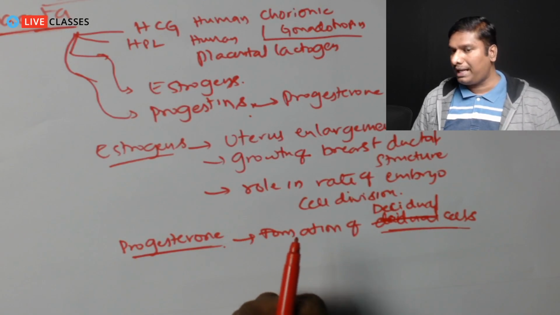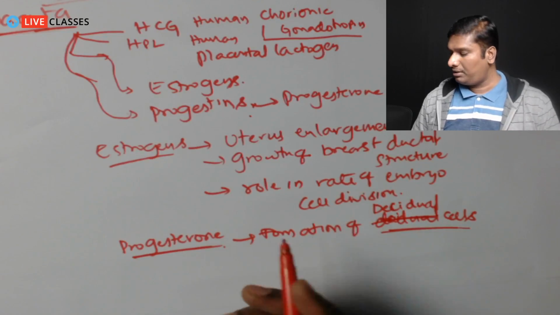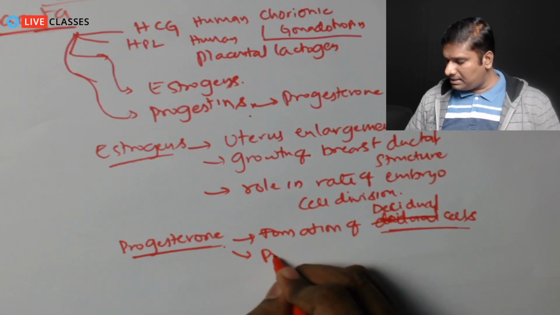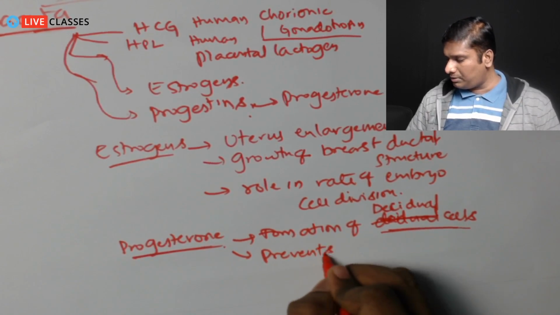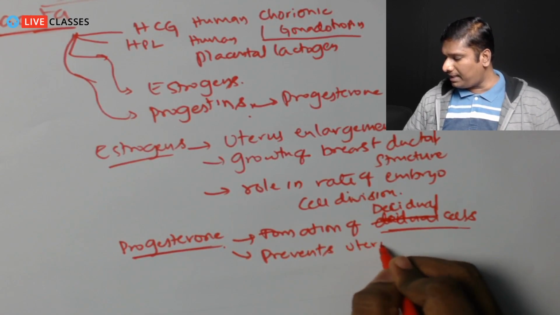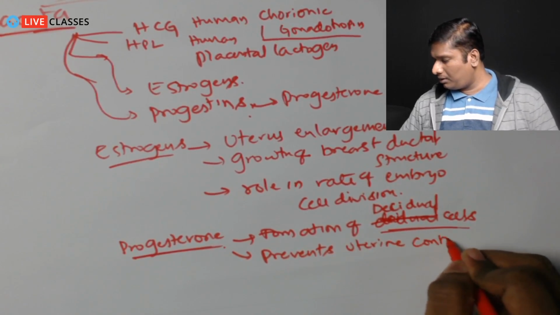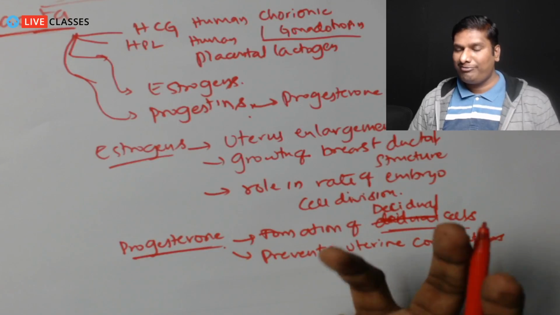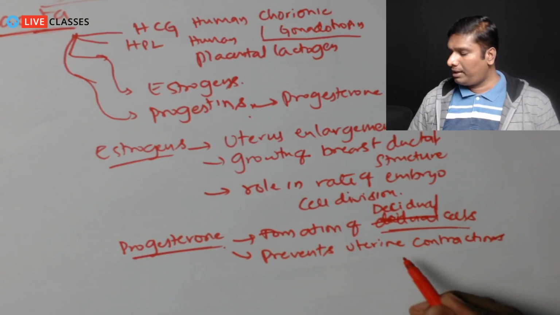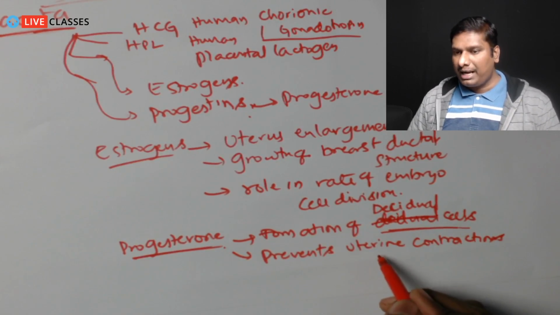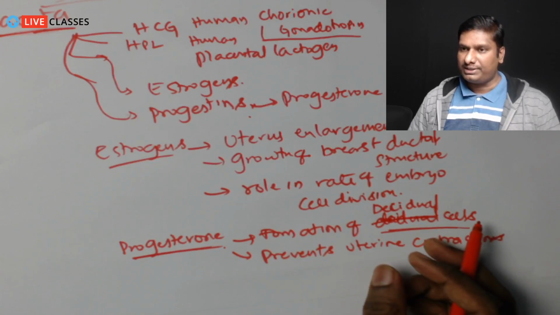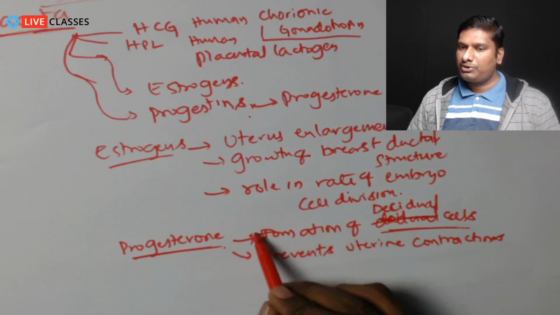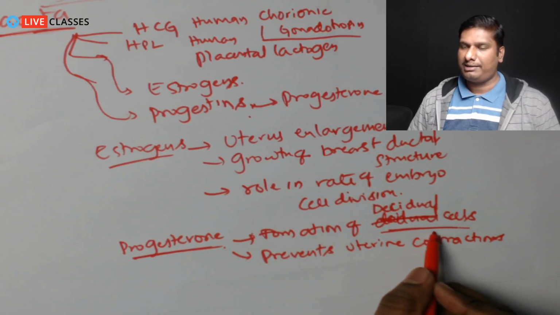So progesterone actually helps in the nourishment of the embryo. What else? Progesterone also prevents uterine contractions. When a woman is pregnant, unnecessary uterine contractions can lead to spontaneous abortions. Just to prevent those spontaneous abortions, the progesterone prevents uterine contractions.